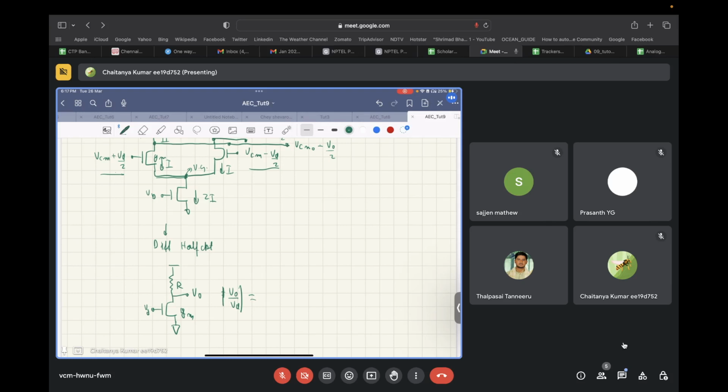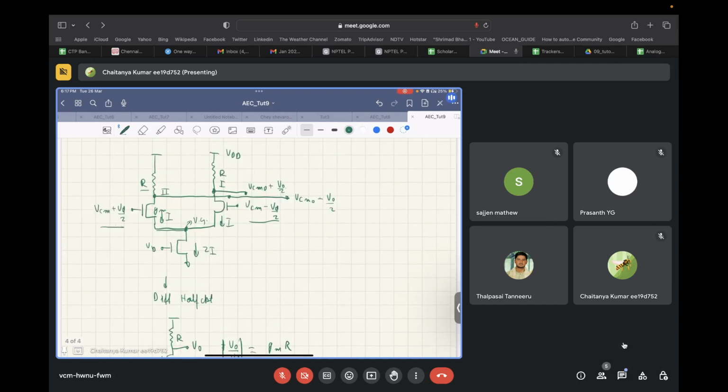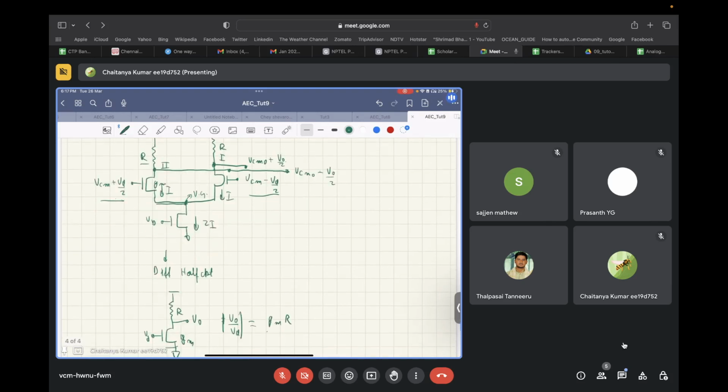It's basically equal to the gain of this, which is a common source topology, and the magnitude of gain is basically GM times R. So this is what we get as the differential gain, that is the output differential voltage over the input differential voltage, basically GM times R. And as I said, here the sign basically can be inverted quite easily.